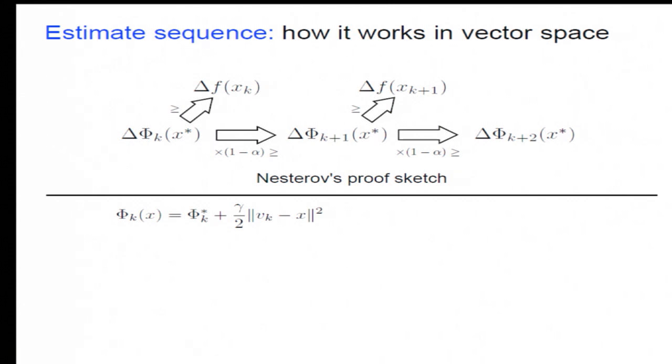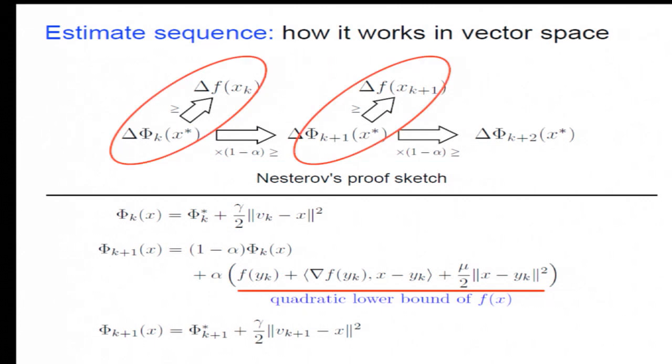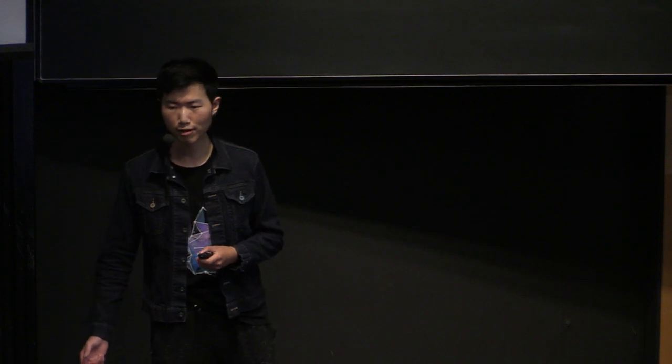In vector space, we start with phi k like this, and we can construct a phi k plus 1 by a convex combination of phi k with the quadratic lower bound of f. Then it turns out that by the specific update of Nesterov's method, we can first have this estimate sequence convergence, and then we can also show that the function f(x) is also upper bounded by this estimate sequence. Which gives us a proof of acceleration if we choose a good alpha.